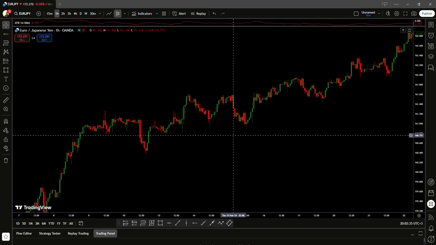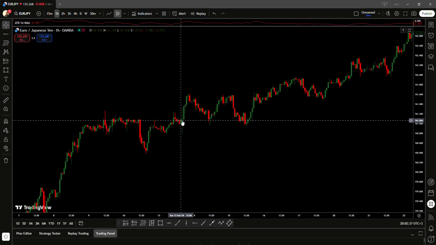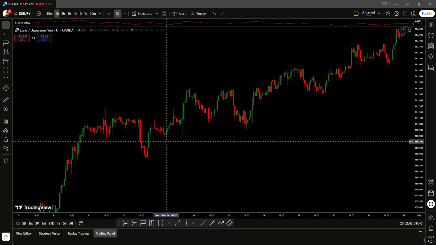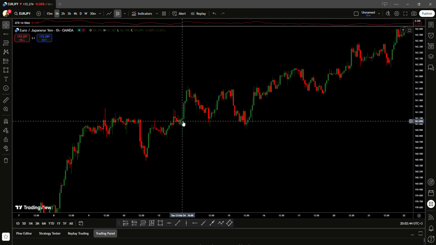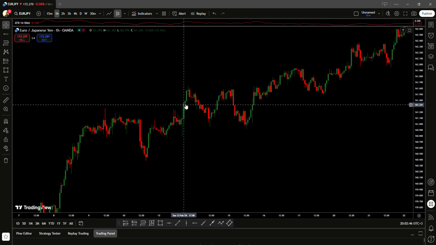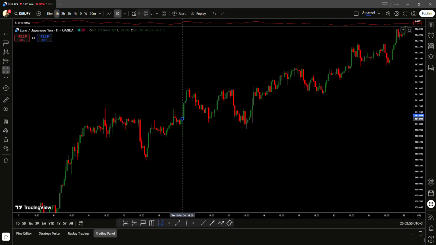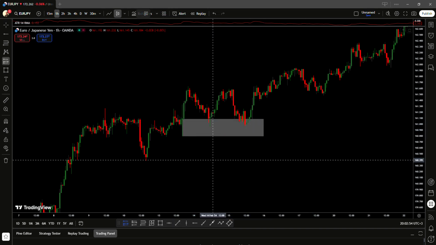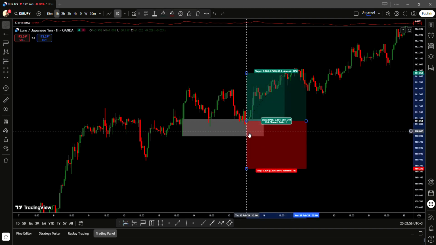So let's continue. There is this one here. This one is a good one, though it is tricky. This is rally, base, rally. Good mover, breakout structure. So we mark this kind of from the body to the wick. Yeah, it was a good zone. Gave a good reaction.